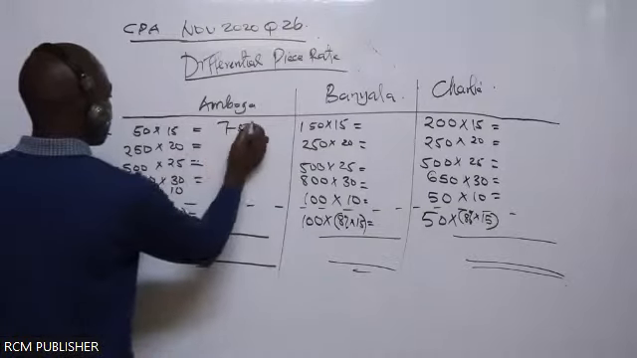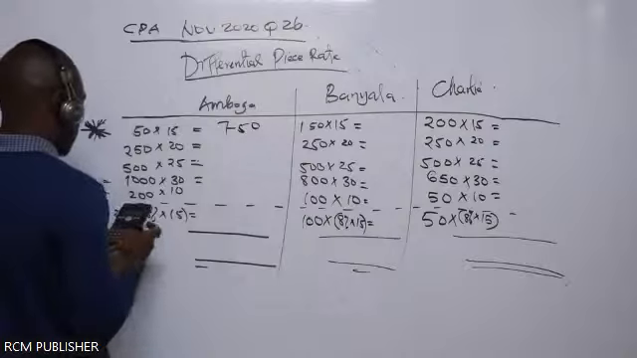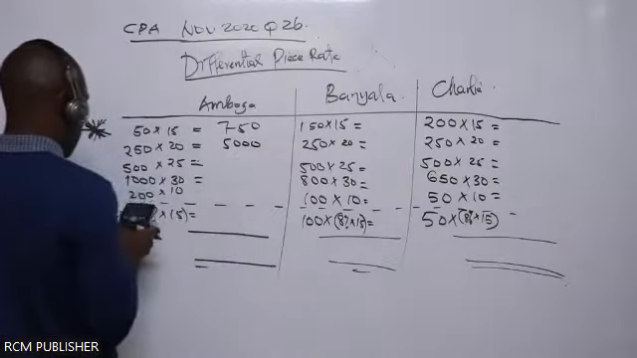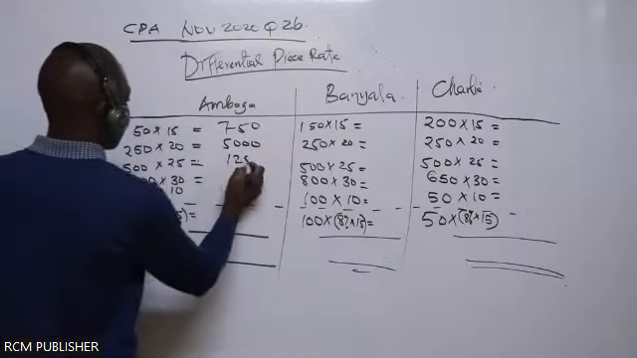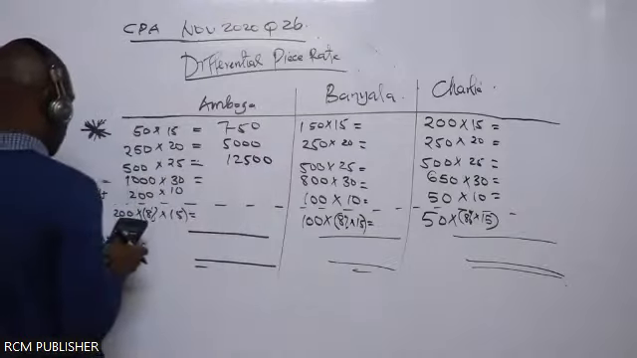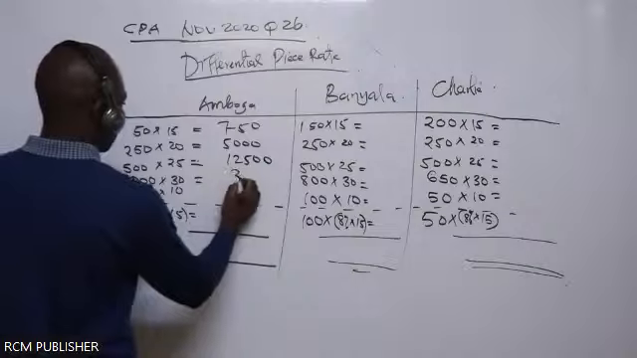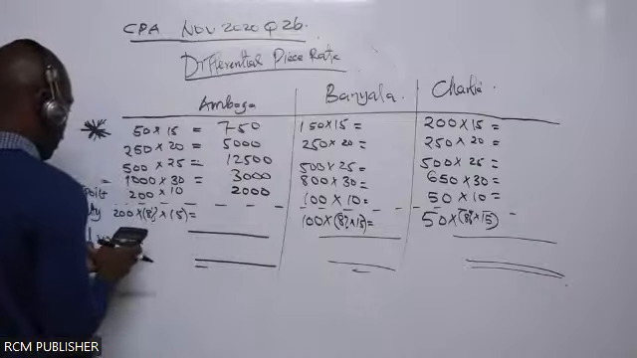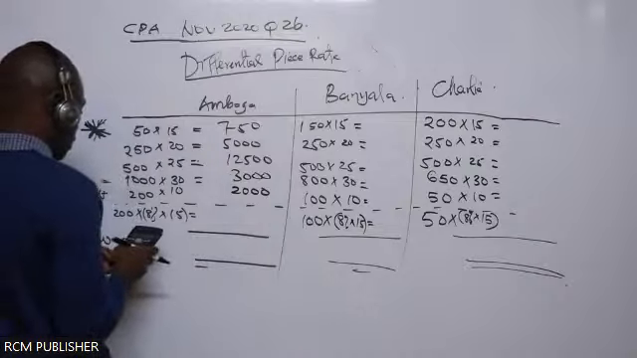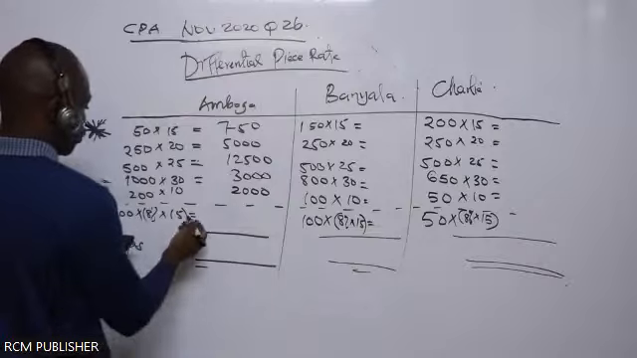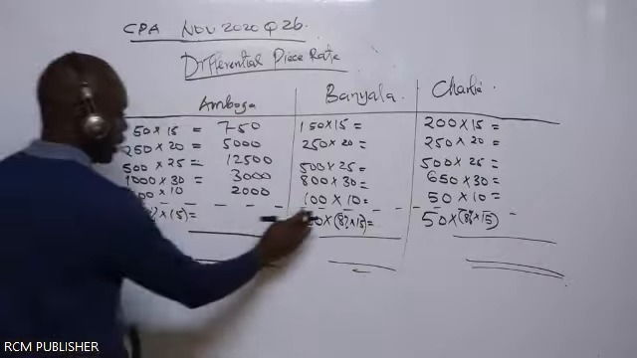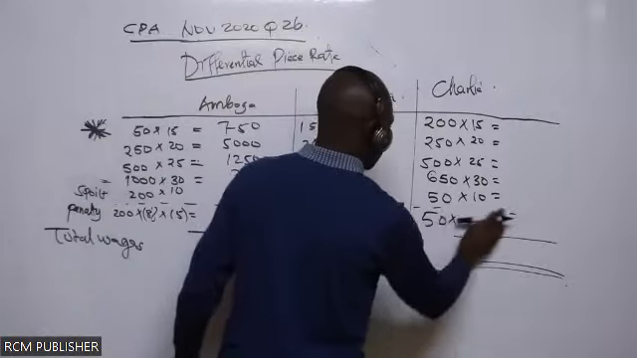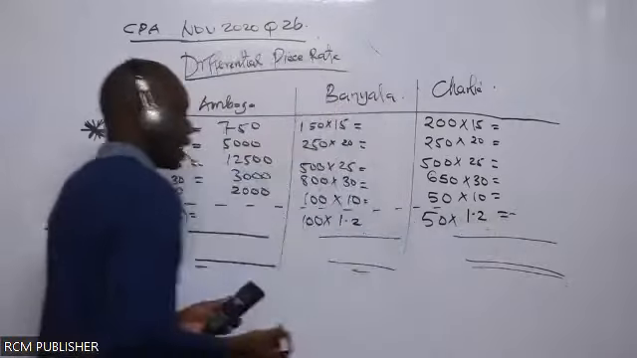We are going to have 750. We are going to have 5,000. We are going to have 12,500. We are going to have 3,000. We are going to have 2,000. Then here, 8% of 15 shillings will be 1.2. So the rate here is 1.2. The rate there is basically 1.2. That is what we have.